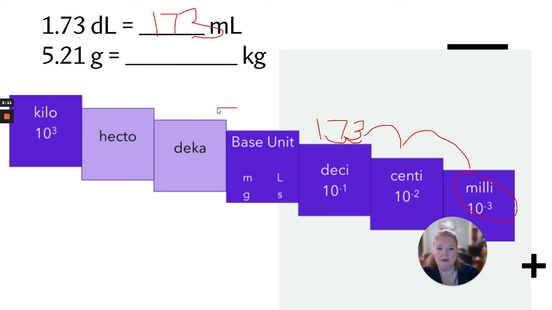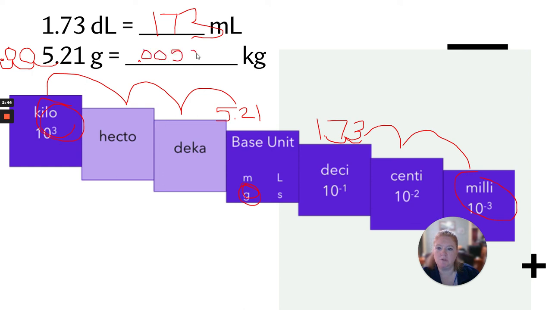Now this one I have 5.21 grams. So I'm starting on the base unit. And I want to go up here to kilo. So 1, 2, 3. So take this decimal, move it 1, 2, 3. So the decimal would be right here. But I need to fill these missing spaces with 0. So it would be 0.00521. And then usually a leading 0 in front here. So that's how you do conversions using the staircase. And that's it.